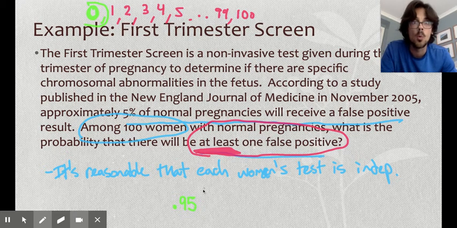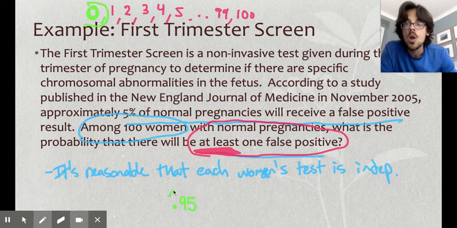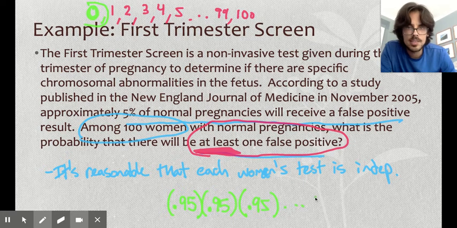That is woman number one. Woman number two is also going to need to not have a false positive, so that's a 95% for her. Woman number three is going to have a 95% chance, no false positive, et cetera, for each of those different women. So an easier way of writing this out is to say 0.95 to the 100th power.